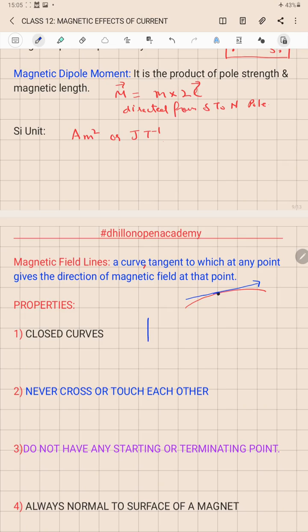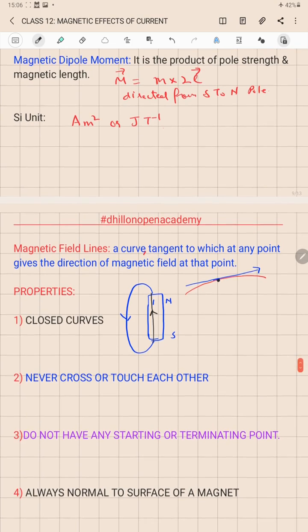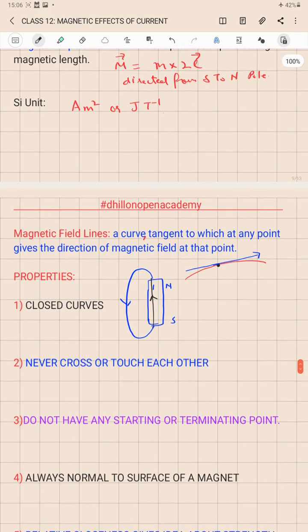If you remember, you had drawn the magnetic field lines in the lower classes for a bar magnet. If this is the north pole and this is the south pole, you have drawn them like this. Outside the bar magnet, they move from the north to the south pole, but in the interior of the bar magnet, they run from the south to the north pole. That means they are always closed curves.